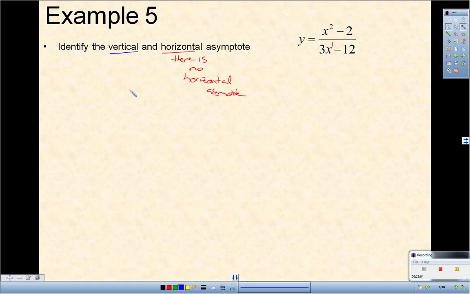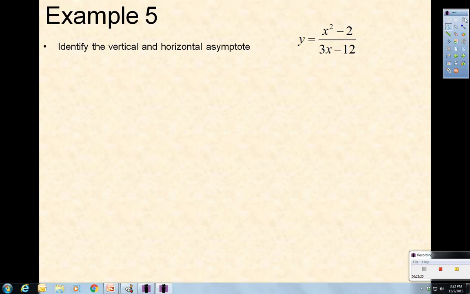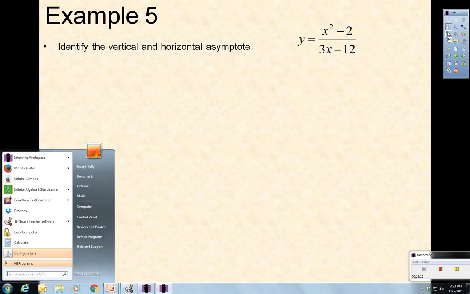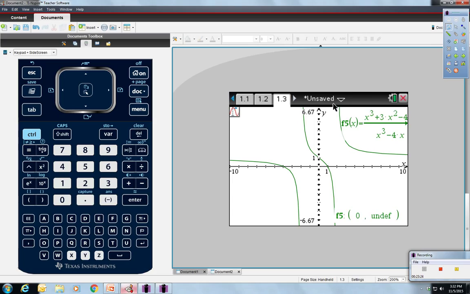But for now, let's go ahead and find our vertical asymptotes. So again, set the denominator equal to 0. 3x minus 12 is equal to 0. Solve it for x, and so that's going to give me x is equal to 4. So hopefully I'll have a vertical asymptote at 4. So let's check that right quick. So that's x squared minus 2.